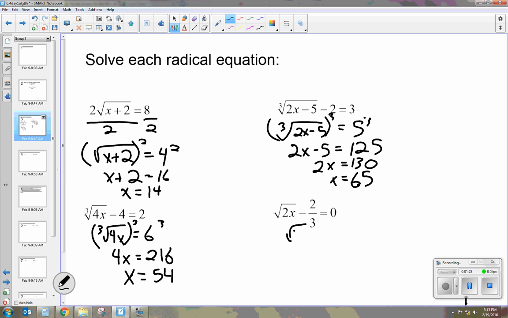Down here we're just going to add 2/3 to both sides. And then square both sides. We're left with 2x equals 4/9. We're going to multiply each side by a half, same as dividing by 2. We're left with x equals 4/18, which simplifies to 2/9.